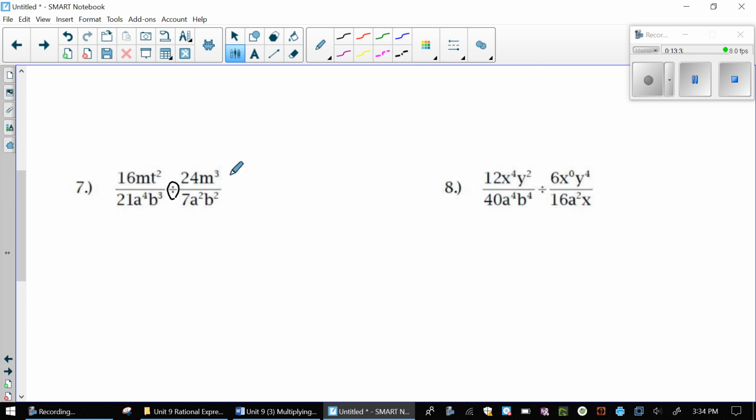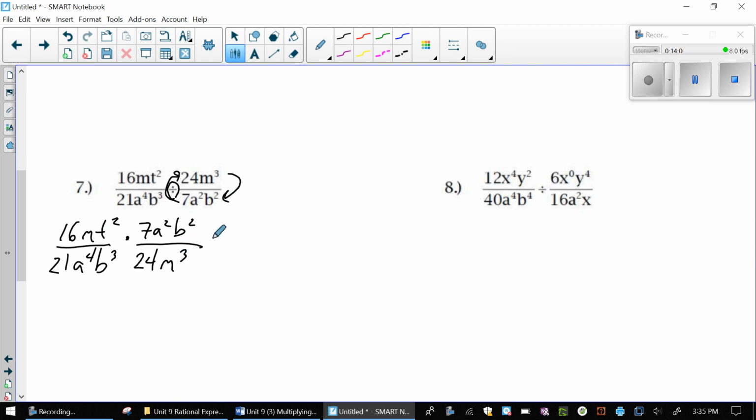Remember, the first thing we're going to do is, when we see division, we change to the reciprocal. So 16mt squared times, on the bottom, 21a to the fourth b cubed. And then we have 7a squared b squared, and on the bottom, 24m cubed. All right, so we're going to multiply across the top and multiply across the bottom. But let's break these down into our factors as we do this.